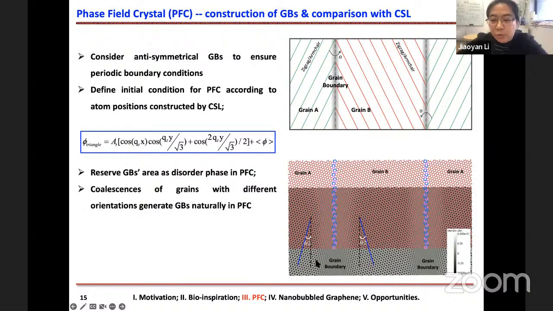But we can see that we reserve this green boundary area as an amorphous phase. So that means at the initial state, we don't know what the grain boundary structure is, and we want to let the phase field crystal tell us what the grain boundary formation with the lowest potential energy is.